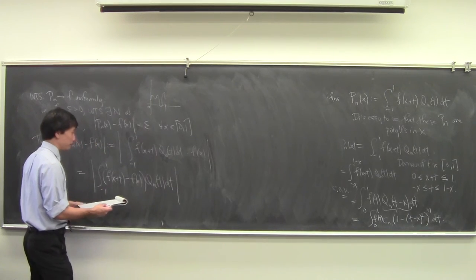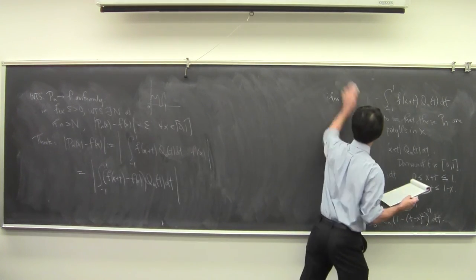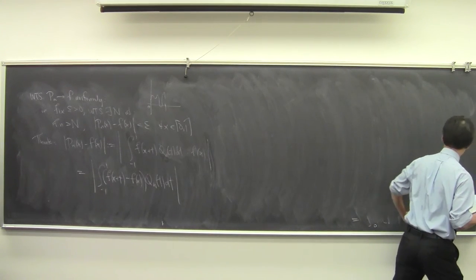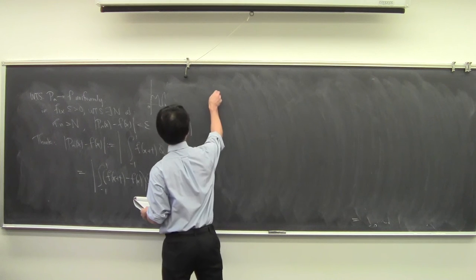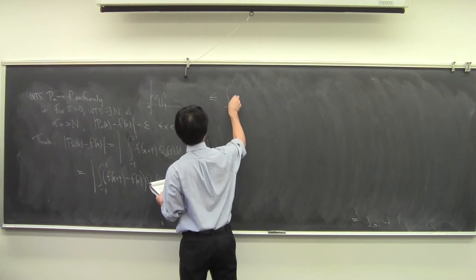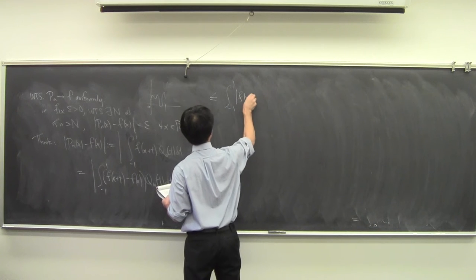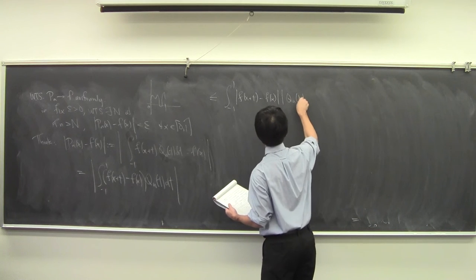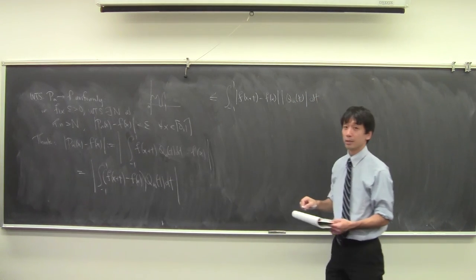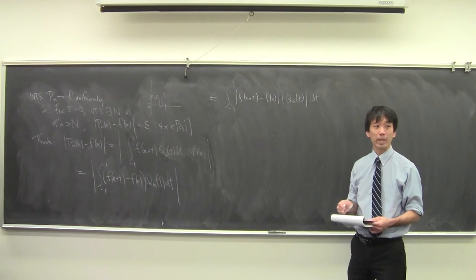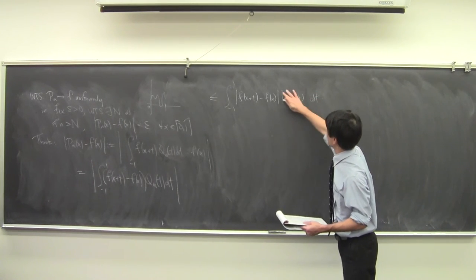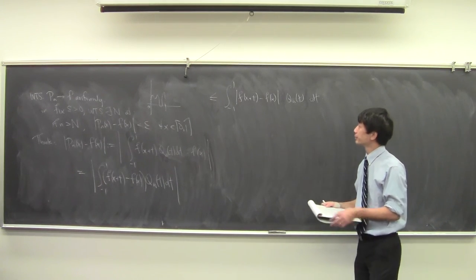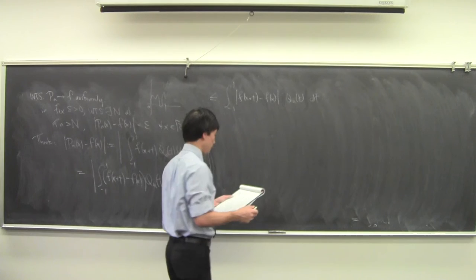So now, by the triangle inequality, that's less than or equal to the integral of the absolute value of this, times q_n(t) dt. And I can get rid of the absolute value on q because q was positive.